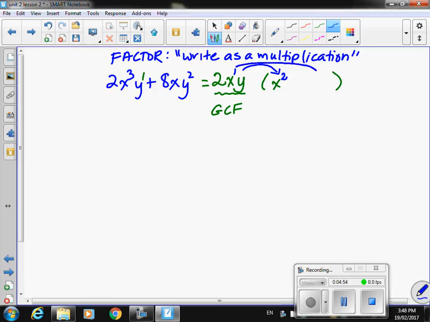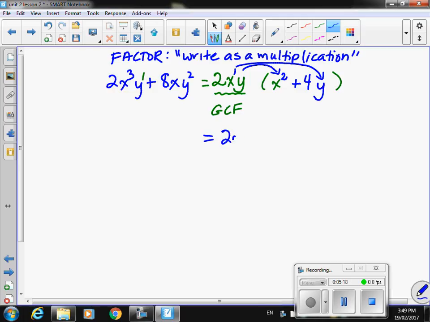Now I'm thinking about my second term. 2xy times what gives me 8xy squared? I'm thinking about my number first of all. 2 times what gives me 8? 4. X times what gives me x? I don't need any more x's. Y times what gives me y squared? I need another y.